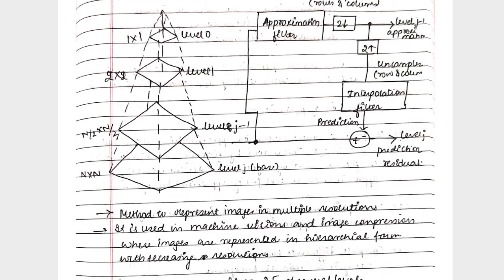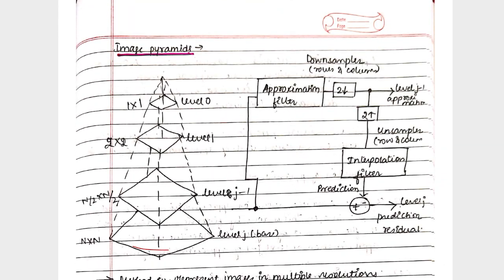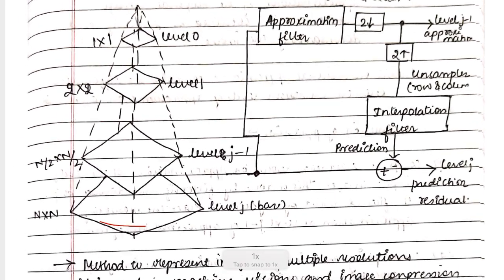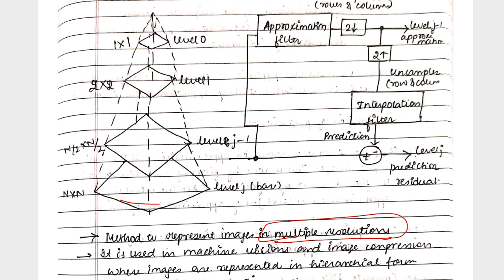Next we have the image pyramid. The name itself says it has a pyramid-shaped structure. This method is mainly used to represent images in multiple resolutions. Where it is used: mainly in machine vision, OpenCV and image compression techniques, where images are represented in a hierarchical form.